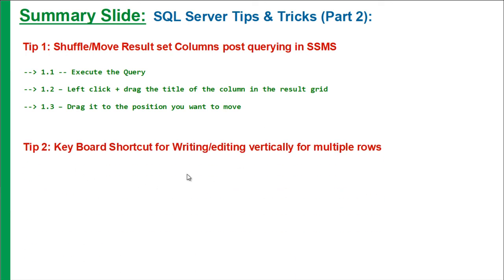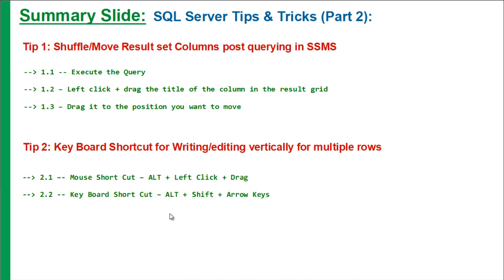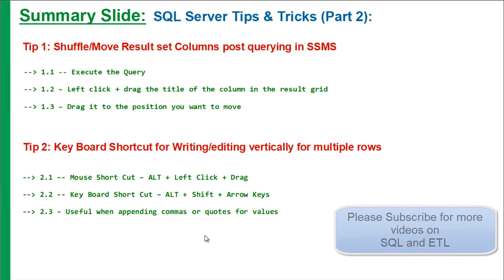The second one, the keyboard shortcut for writing or editing vertically for multiple rows: if you are using the mouse, press Alt, then left click the mouse and drag it. If you are using the keyboard shortcut, press Alt, Shift and then arrows. Use the up arrow to select the upward range, press the downward key for downward range. If you are using the right key, it will select the right range, and if you are using the left key, it will select the left range. It is more useful when you are appending the columns with commas or single quotes, etc.